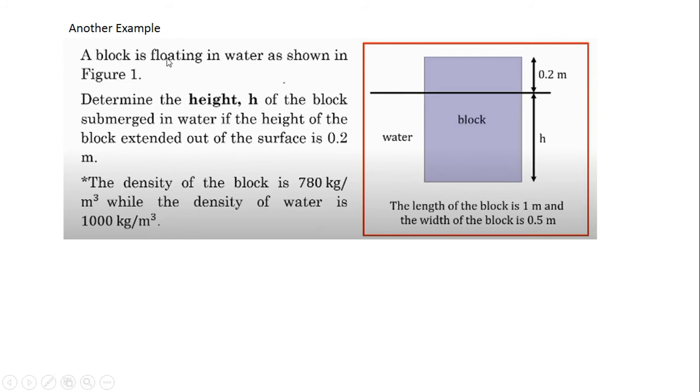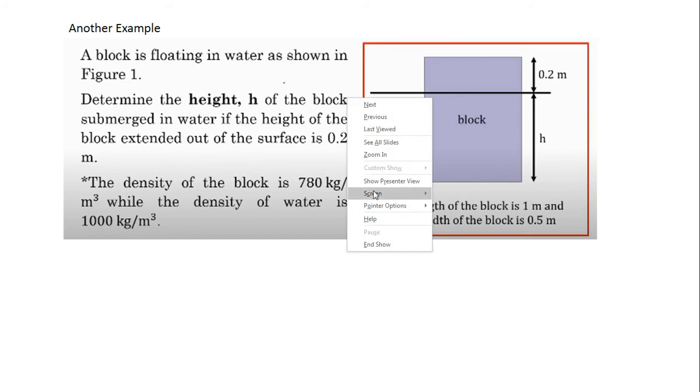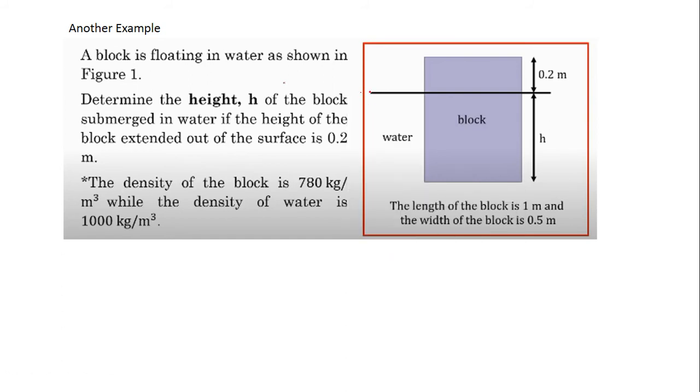A block is floating in water. So this is a block floating in water, and this is the water level. Figure 1. Determine the height h of the block submerged in water. They only want this height. If the height of the block extended out of the surface is 0.2. So the part that is not submerged is 0.2. So they want the h, the part in the water.